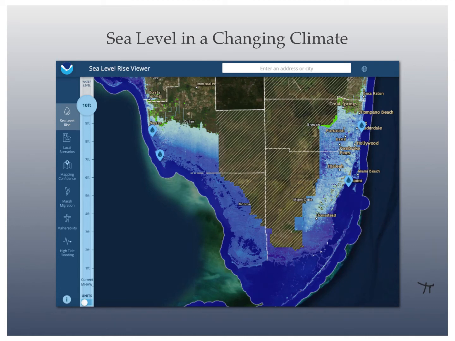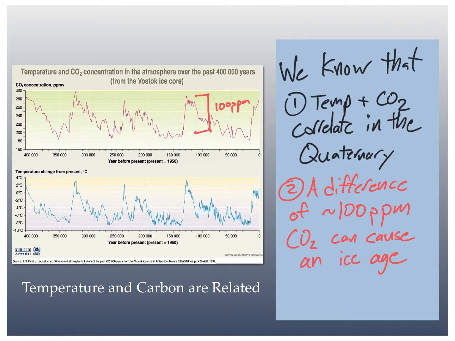So today we're going to talk about sea level and a changing climate, so the literal rise and fall of our oceans over time. Now we've talked about this already, the fact that temperature and CO2 positively correlate, such that when one is high, the other one's going to be high.